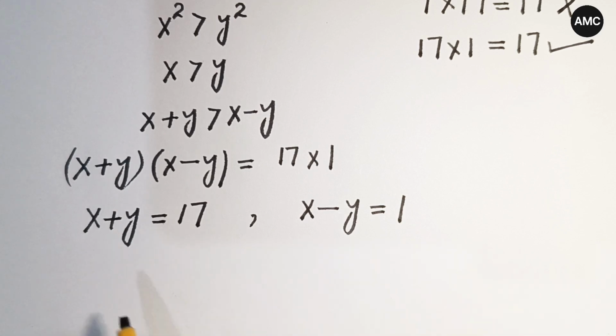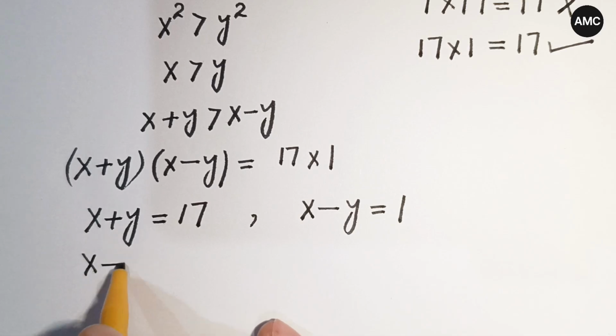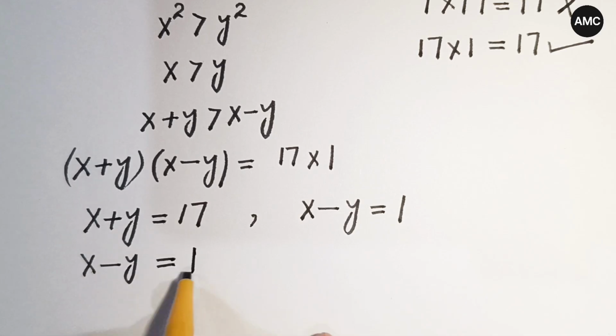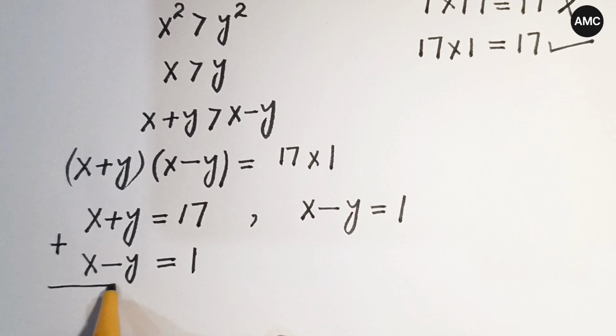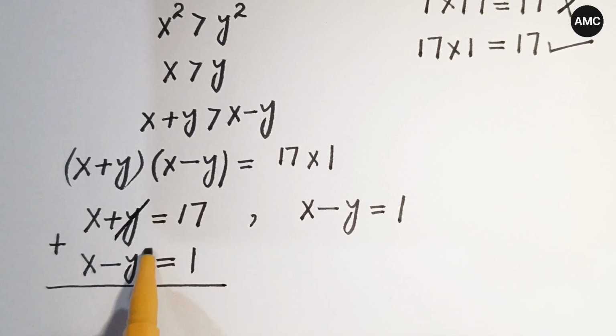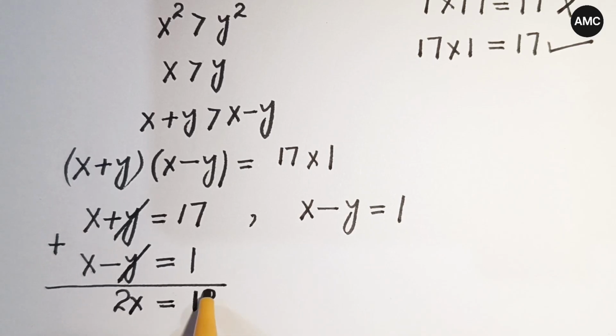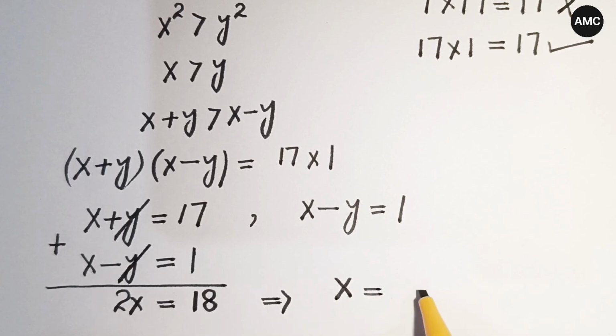Now if we add these two equations, with x minus y is equal to 1, we see that plus y is cancelled out with minus y. So x plus x is 2 times x is equal to 18. Similarly, we get the value of x: 18 over 2 is 9. So the value of x is 9.